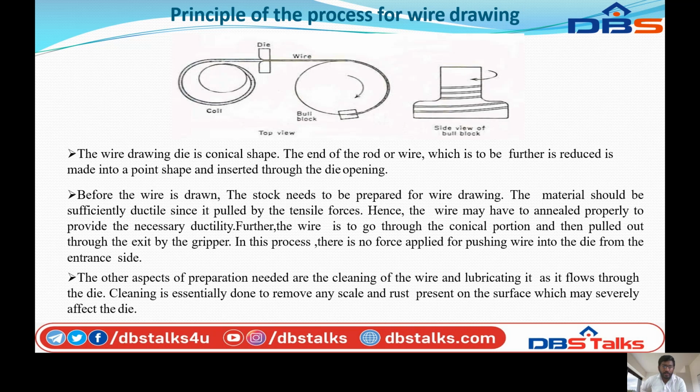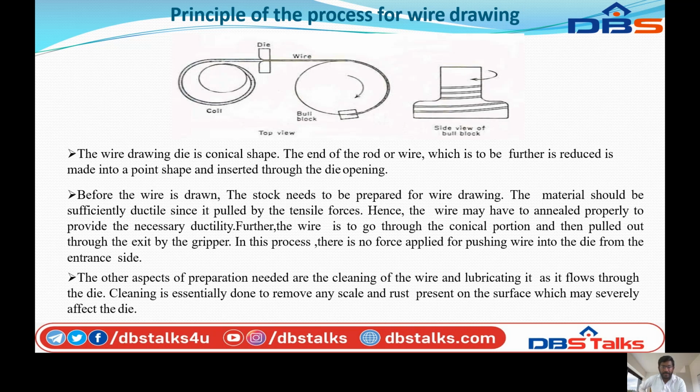Before the wire is drawn, the stock needs to be prepared for wire drawing. The material should be sufficiently ductile since it is pulled by the tensile force. Hence, the wire may have to be annealed properly to provide the necessary ductility. Further, the wire is to go through the die conical portion and be pulled out through the exit with the gripper. In this process, there is no force applied for pushing the wire into the die from the entrance side.